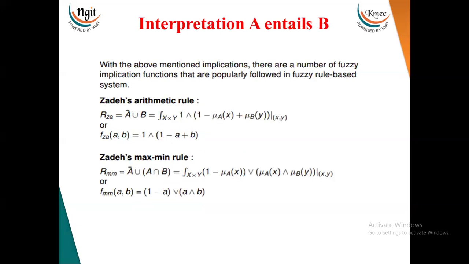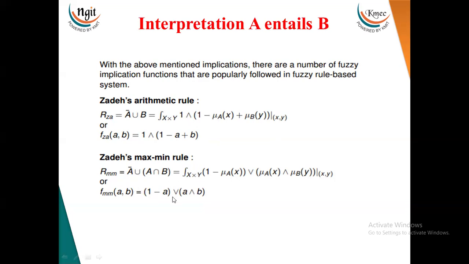Next one is the Zadeh arithmetic rule. Please remember all these formulas. These are very important if they ask you in the exam to write the Zadeh arithmetic rule. So you have to mention this one. What was the Zadeh arithmetic rule? This one: 1 and 1 minus a plus b. So the same: 1 and 1 minus mu of a plus mu of b. Then the Zadeh max-min rule. So this is the max-min rule.